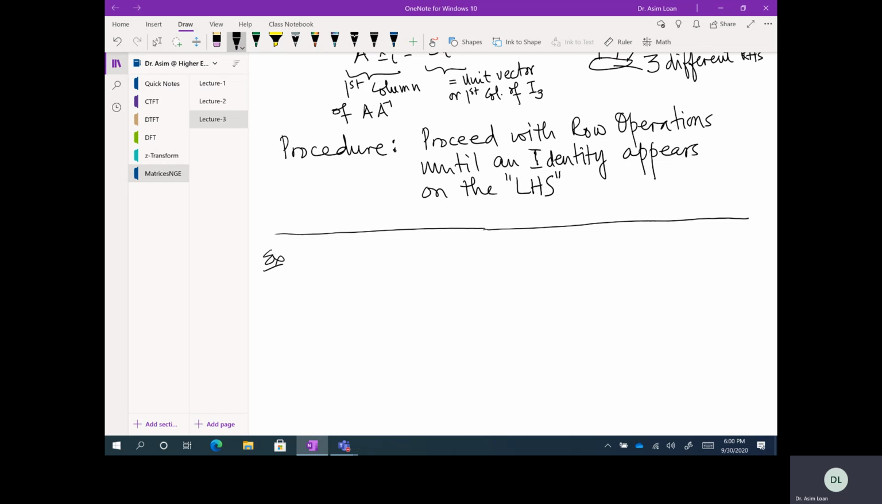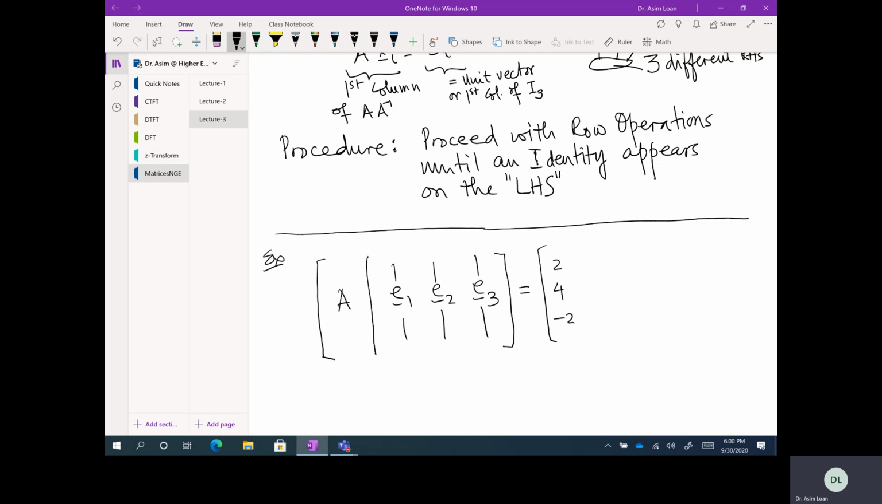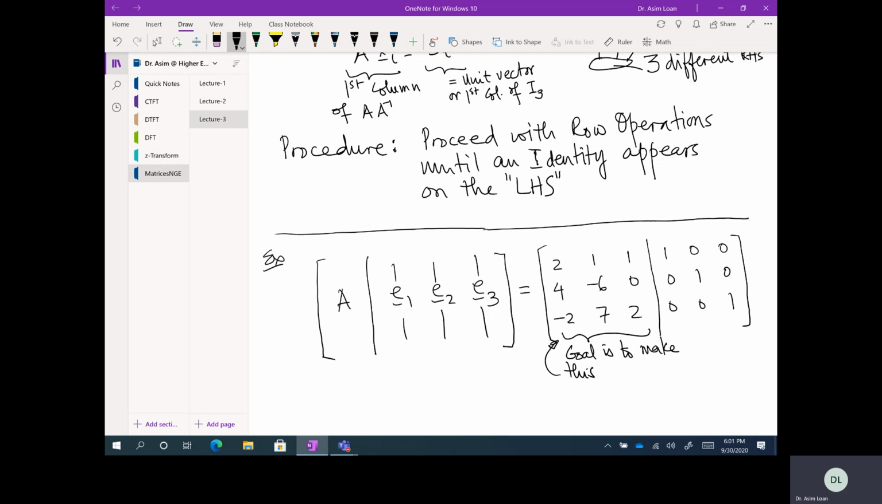So the example is, we have A here, we have E1, E2, E3, or this is equal to 2, 4, minus 2, 1, minus 6, 7, 1, 0, 2. This is 1, 0, 0, 0, 1, 0, 0, 0, 1. So the goal is to make this identity. Then this will be the inverse.